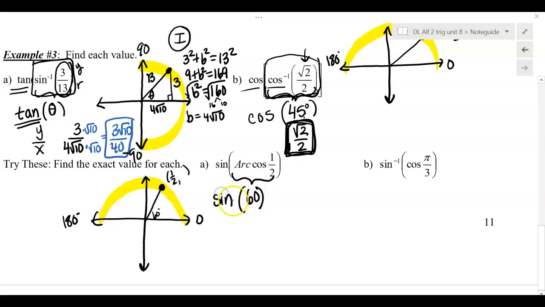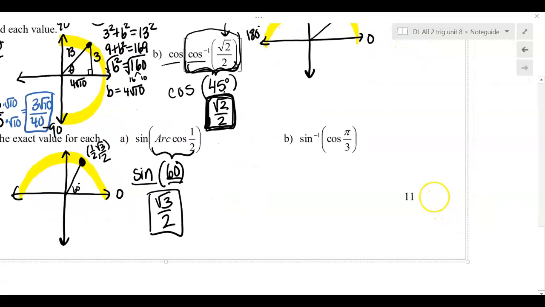And now I want to find the sine at 60 degrees. So this means go to 60 degrees, which I already have marked since I was there, and find the sine, which is associated with the y-coordinate. The y-coordinate at that position would be rad 3 over 2.